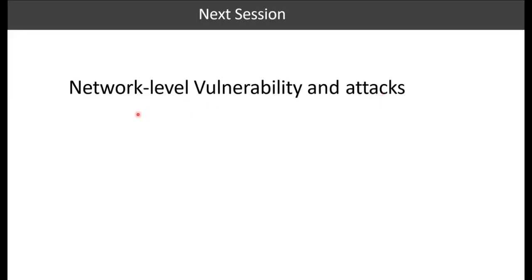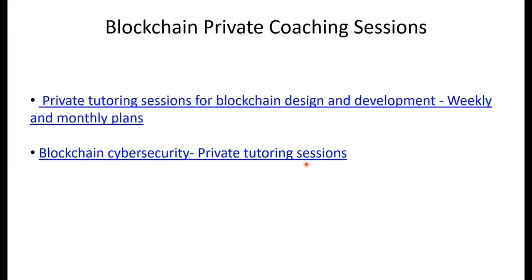So in summary, we discussed multi-signature. We discussed zero proof and stealth address, ring signature or address, and we also discussed confidential transactions. So stay tuned for our next session, where we will discuss network level vulnerability and attacks.